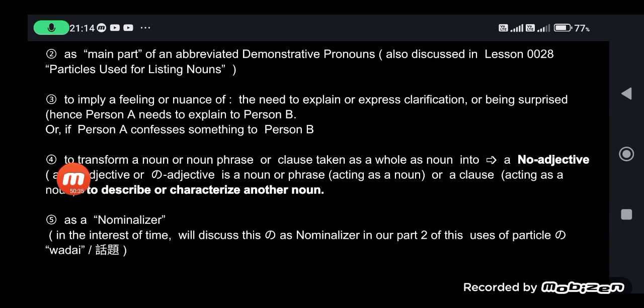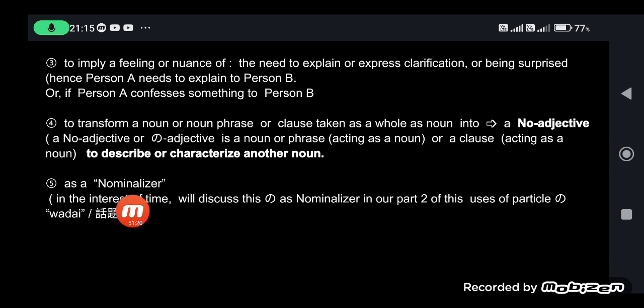And the fourth usage is to transform a noun or noun phrase or clause, taken as a whole, into a noun capable of being a no adjective. A no adjective, just like a regular adjective, modifies or describes a noun. A no adjective is a noun or noun phrase or clause acting as a modifier, acting as a noun to modify or describe or characterize another noun. This is a very common trait of a no adjective, just like the i adjective and na adjective, they all modify and describe a noun. And the fifth one is being a nominalizer, which we will discuss in part 2 of this lesson.